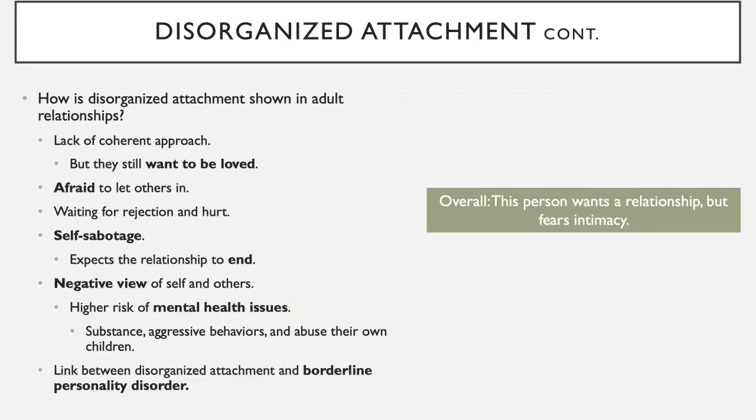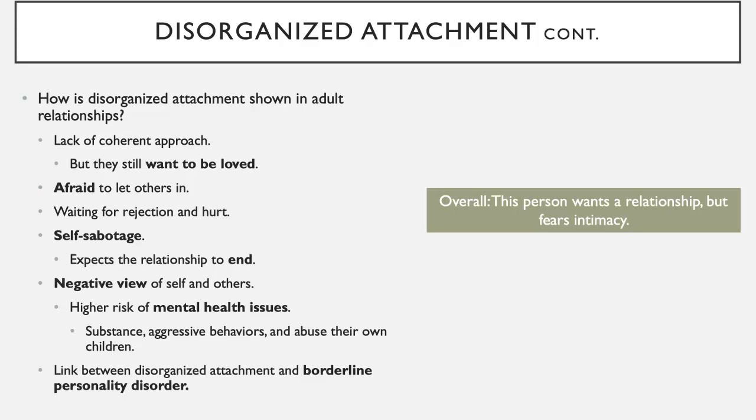So how is this shown in adult relationships? Again, they lack a coherent approach, but they ultimately still want to be loved. They are usually afraid to let other people in. They're constantly waiting for rejection and hurt. They think the people close to them will hurt them. That's what they've always seen. And essentially, it will come. It's inevitable. They're going to get hurt.